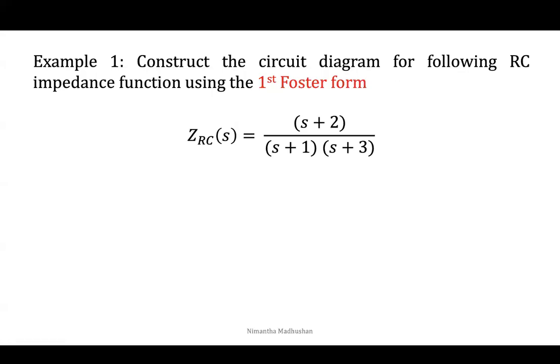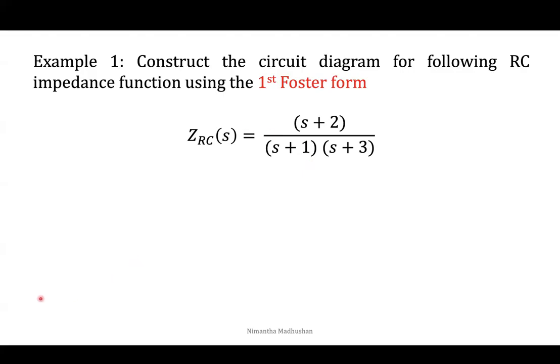Hello everyone. In this video, I will explain how to synthesize an RC network using Foster form. This is the impedance function given in the example: Z_RC(s) = (s + 2) / ((s + 1)(s + 3)). In Foster form, we use partial fraction expansion to construct the RC network.